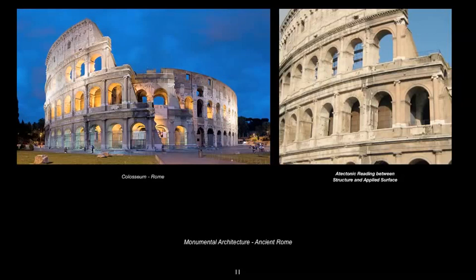In Thomas Schumacher's The Skull and the Mask, he points out the atectonic contrast between structure and surface, whereby the applied ornamentation of the post and lintel system spans a greater distance than the structural bay of the arch.